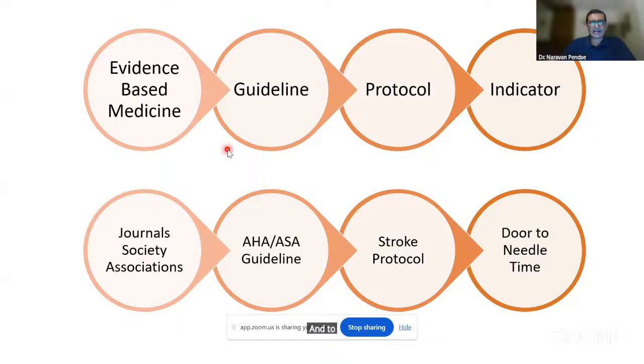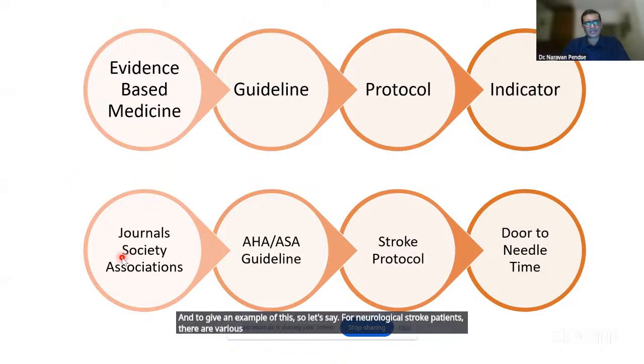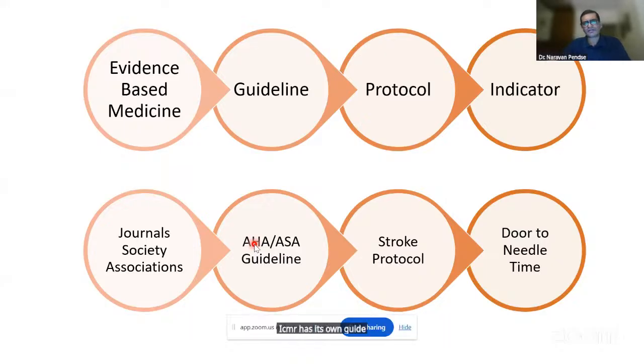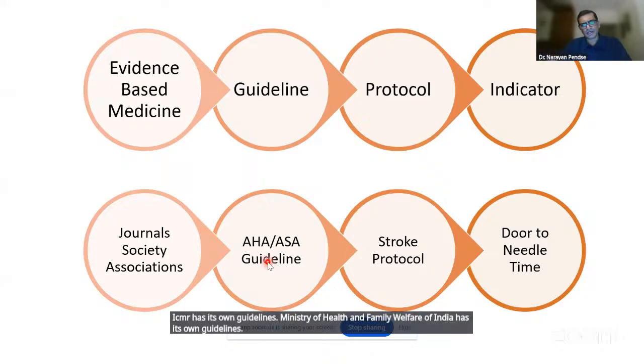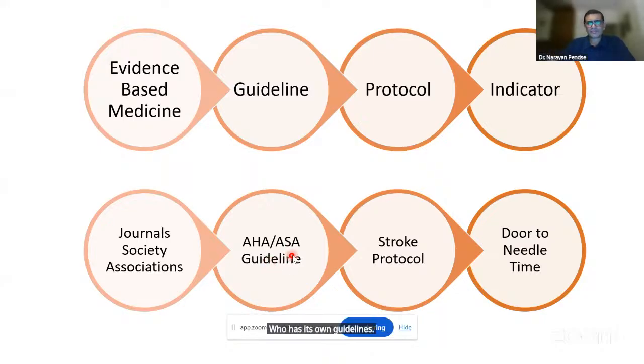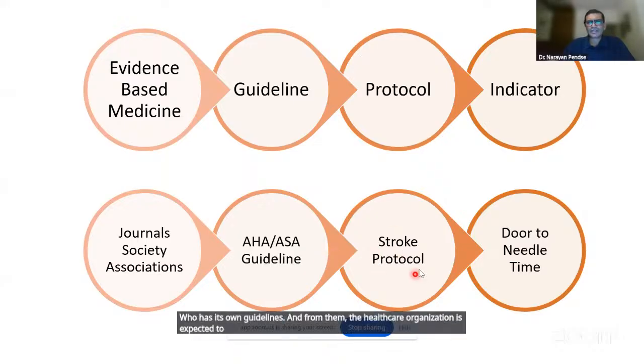To give an example of this, let's say for neurological stroke patients, there are various journals, societies, associations, etc., which come out with different guidelines. For example, the American Heart Association, American Stroke Association, ICMR has its own guidelines, the Ministry of Health and Family Welfare of India has its own guidelines, WHO has its own guidelines, and from them, the healthcare organization is expected to derive its own stroke protocol, for example.